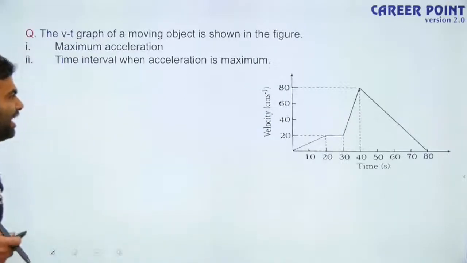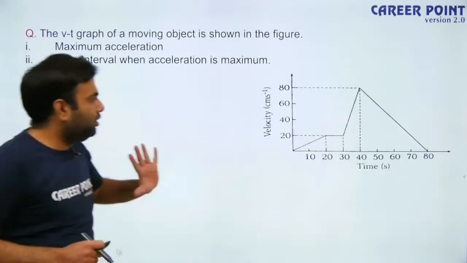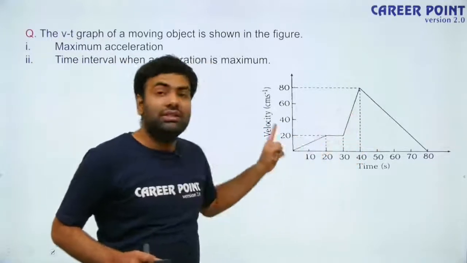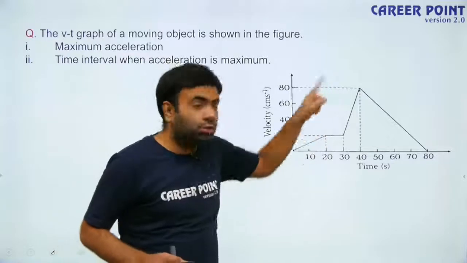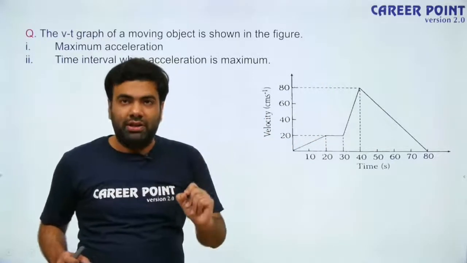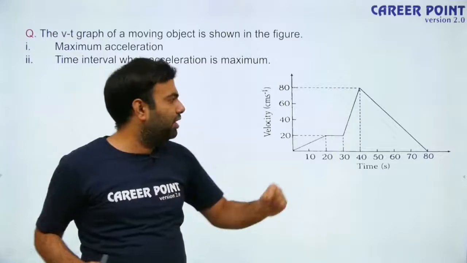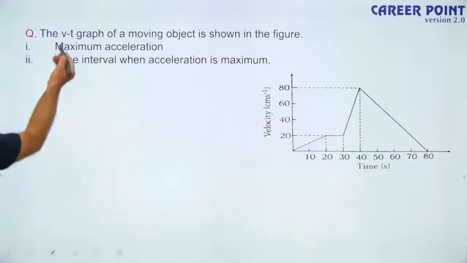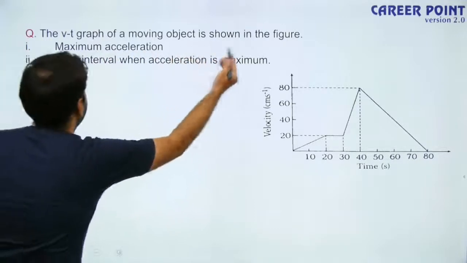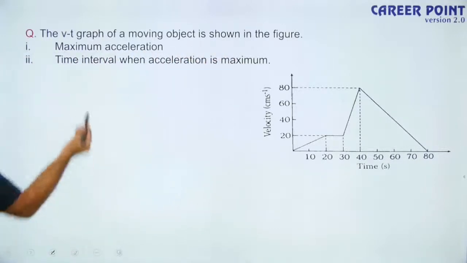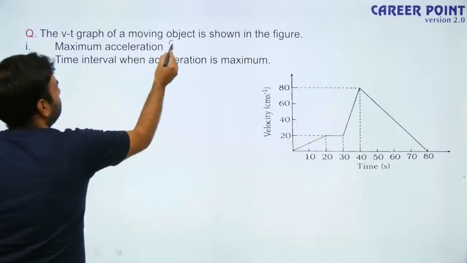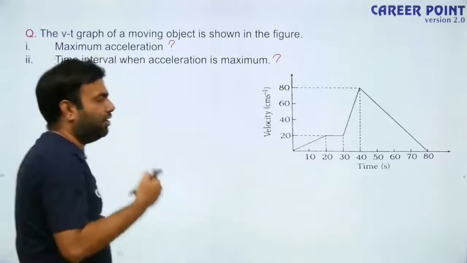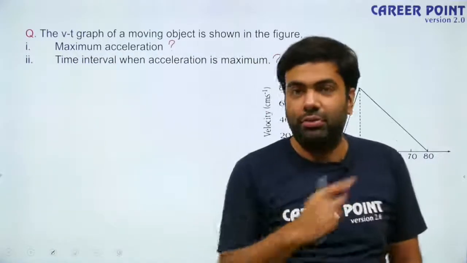Now let's have a question. In this question we have a velocity time graph, that means velocity versus time graph. This curve is not showing the path of the particle. The path of the particle is a straight line, but this is the velocity time graph of that particle. The VT graph of a moving object is shown in the figure. Then find out the maximum acceleration and the time interval when acceleration is maximum, from this given information.